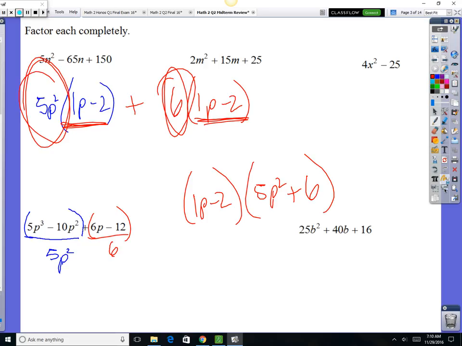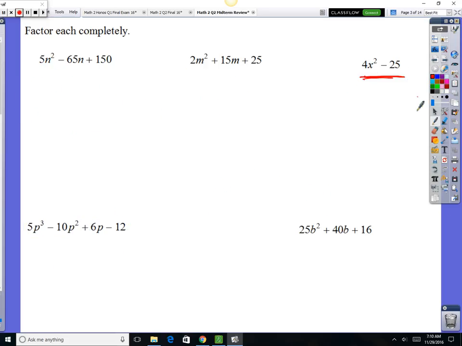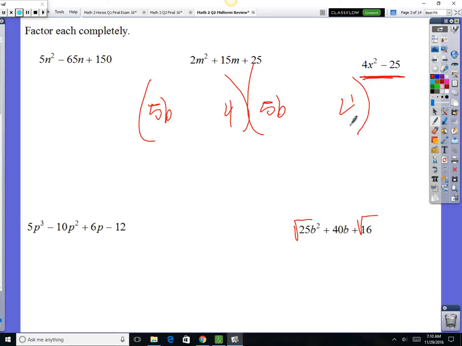Okay, last one. Last one's kind of like this one. That catches your eye and that catches your eye, so it might be a special case. Let's check it to see if it's a special case. If it's a special case, you just take square roots. So if it is a special case, they get 25b squared by going 5b and 5b, and they get 16 by 4 and 4, and your signs, everything is positive, so these must be positive. Okay, now let's see if that really does give 40 in the middle.